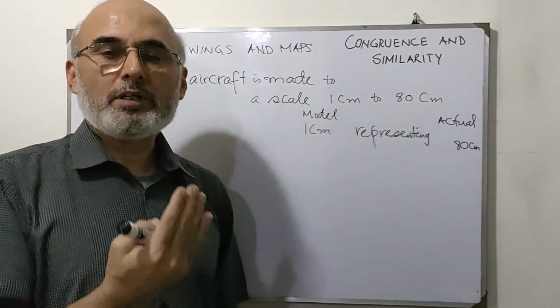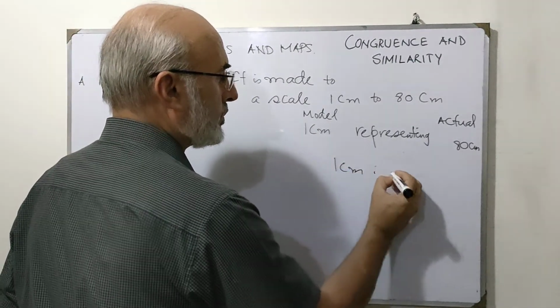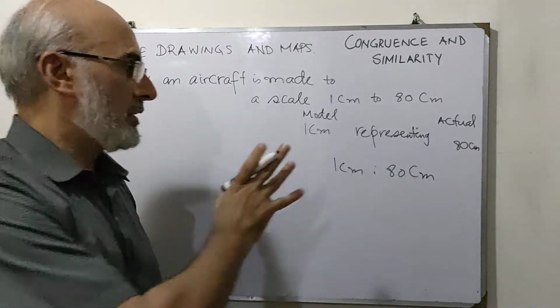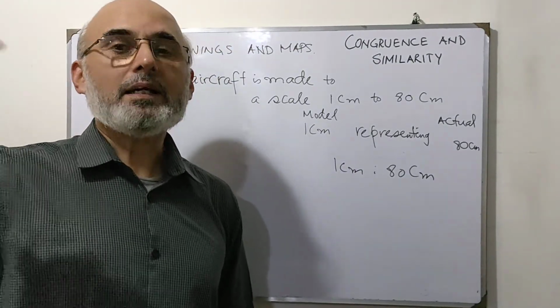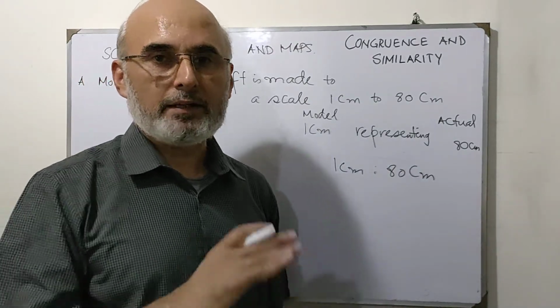So basically it's a ratio. This is 1 centimeter is to 80 centimeters. This ratio is telling us that 1 centimeter of the model is actually representing 80 centimeters of the actual aircraft.